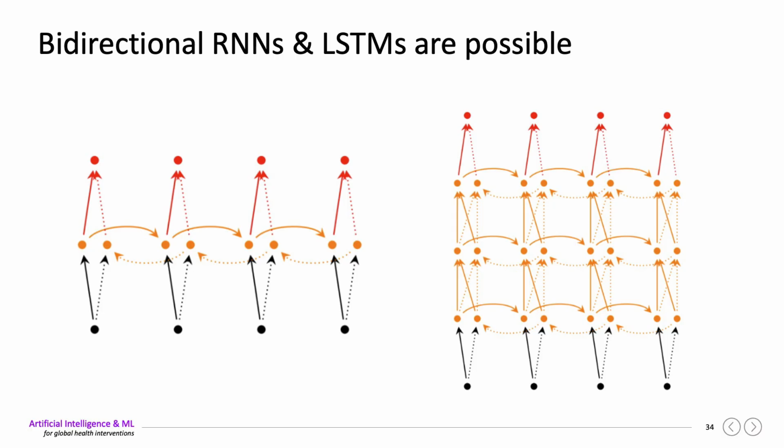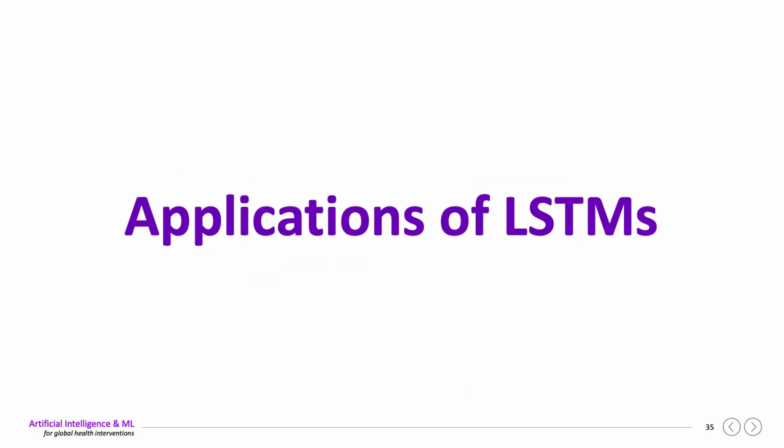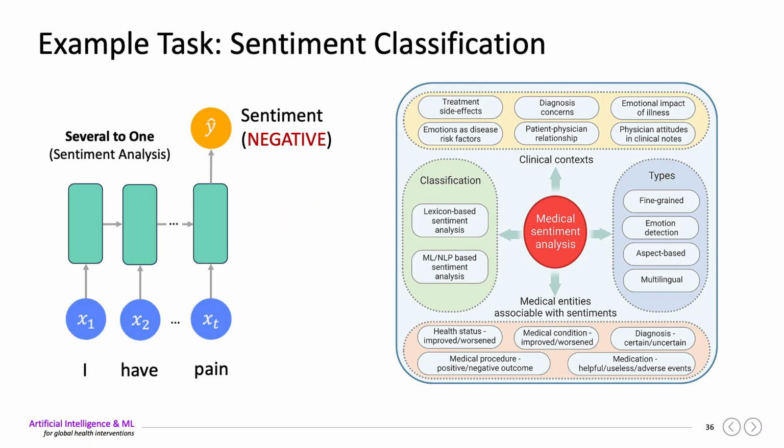Bidirectional training of RNNs and LSTMs is possible, a process where sequences are fed in both directions, providing richer contextual representations. This is especially useful when the full sequence is available, such as in genetics and even clinical notes. LSTMs are widely used for sentiment analysis, patient trajectory prediction, and modeling sequences of clinical events, such as diagnosis, treatments, and outcomes. The main purpose of medical sentiment analysis using natural language processing, NLP, and machine learning is to understand opinions, emotions, or attitudes expressed in healthcare data, such as clinical notes or patient narratives.